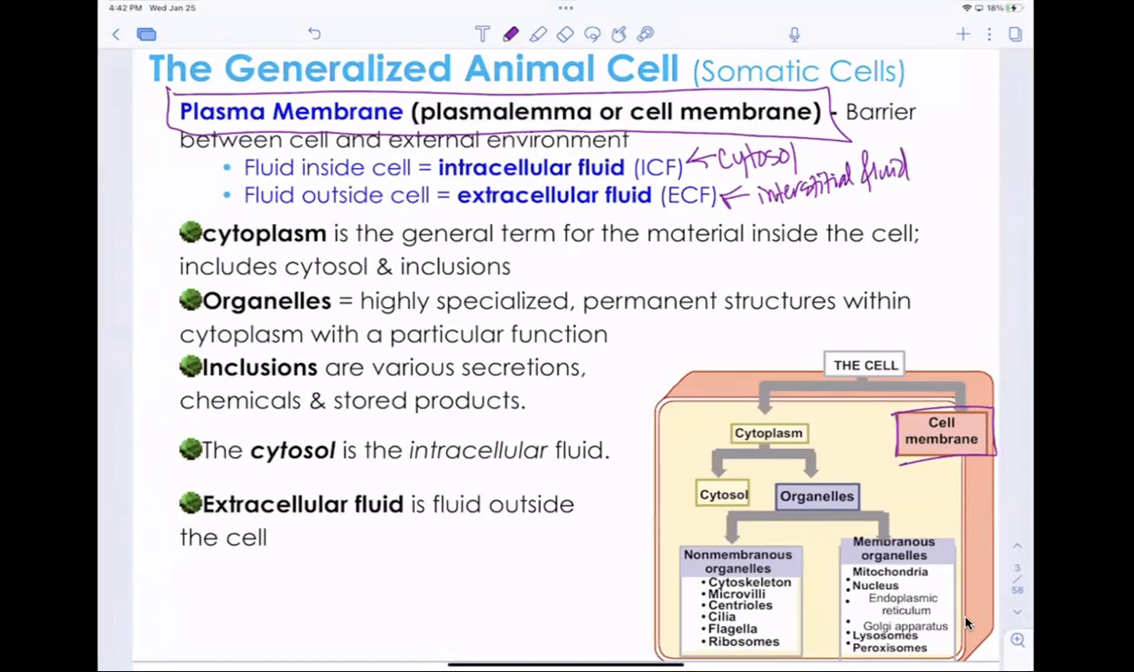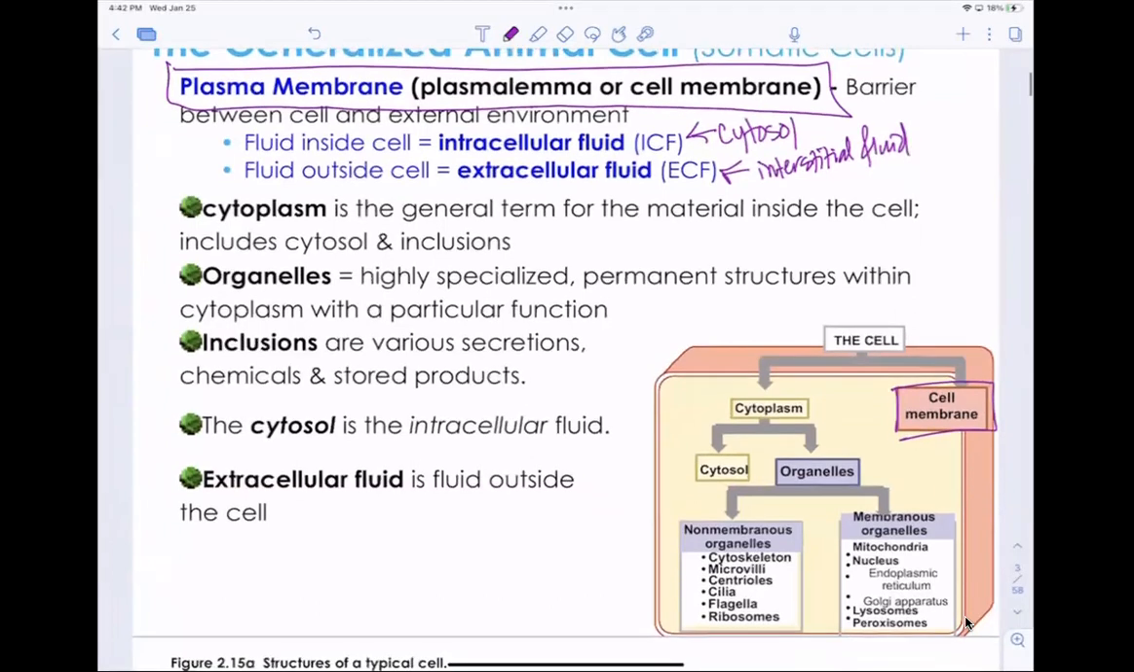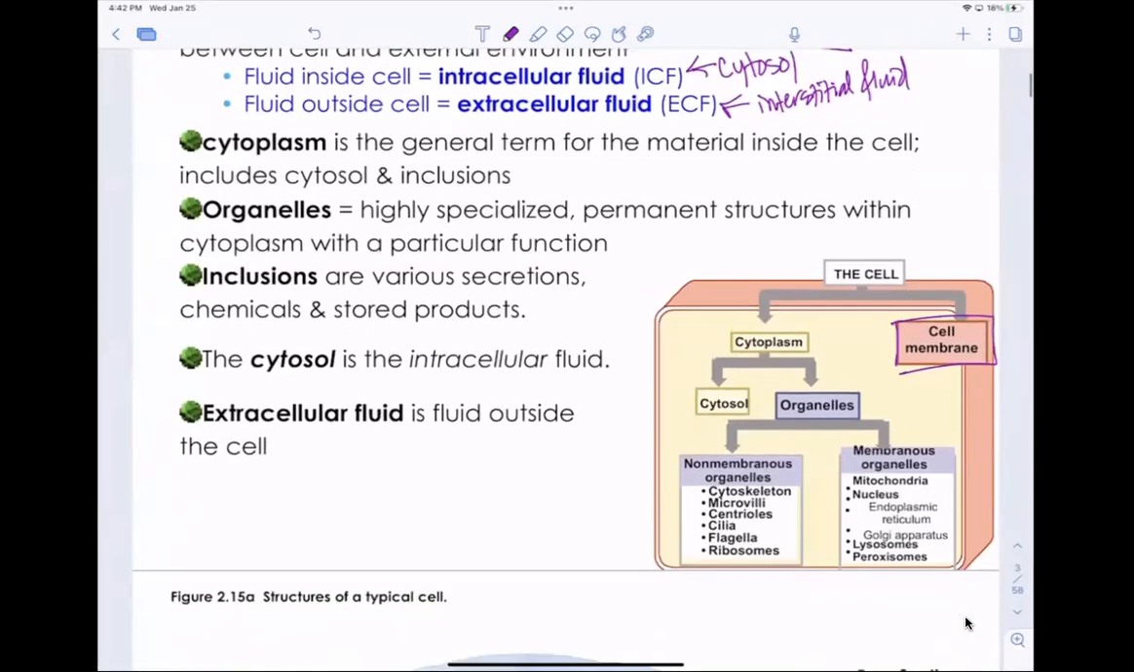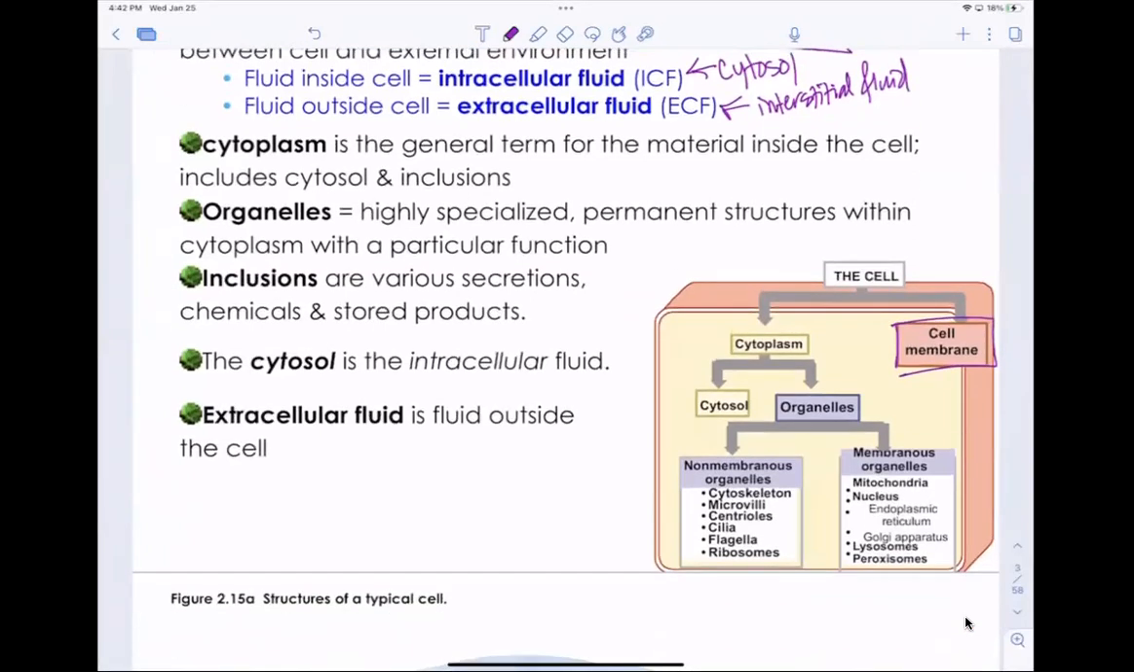So this is really important, to maintain what's inside the cell separate from what's outside the cell. And we talked about this last lecture. It can mean the difference between potential energy. It can mean the difference between the cell having what it needs. And so the cell membrane serves a really, really important function.